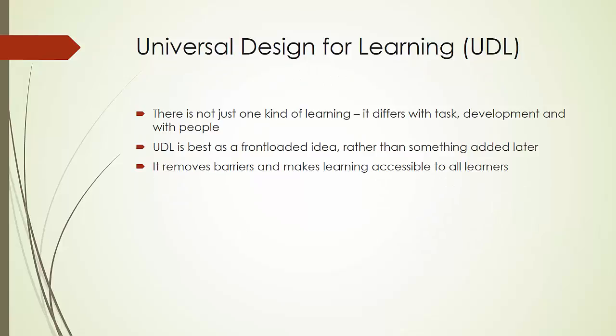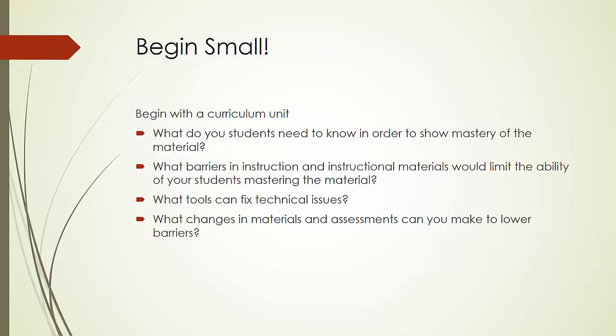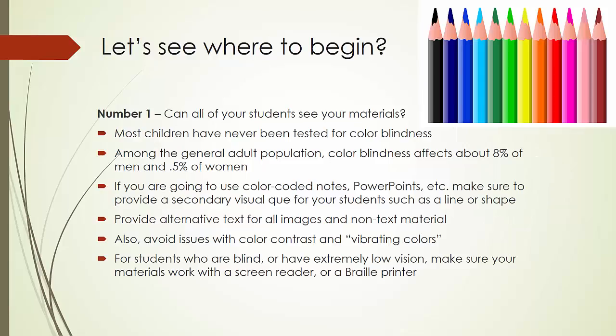We all know that students do not all learn in the same way, so how can we make sure that we reach each of these different learners? Universal Design for Learning, or UDL, is best used as something that's front-loaded into our learning materials. It removes the barriers for learning. The easiest way to do this is to begin small. Start with one lesson or one unit. What barriers do you see in your materials for all learners? What tools can be used to fix the problem areas in your lesson materials?